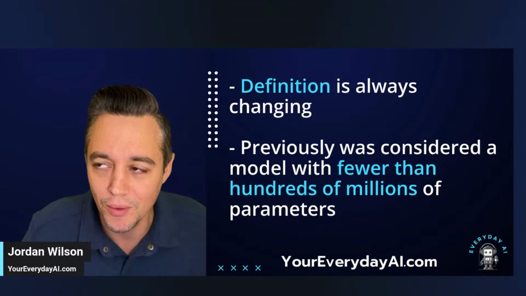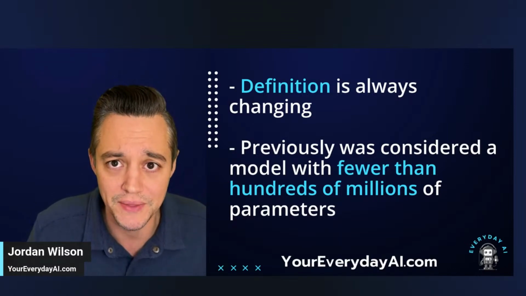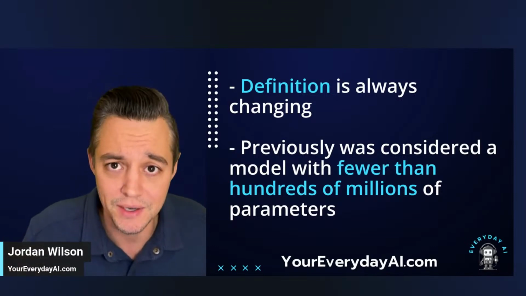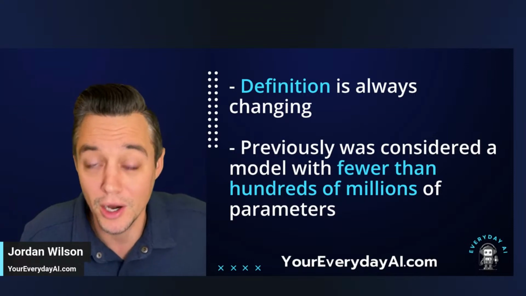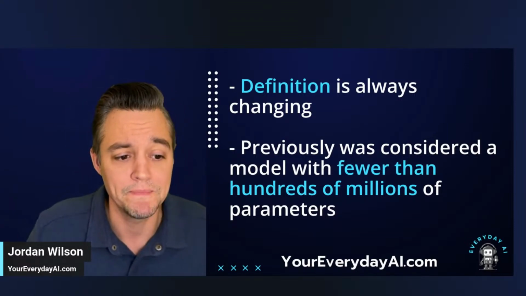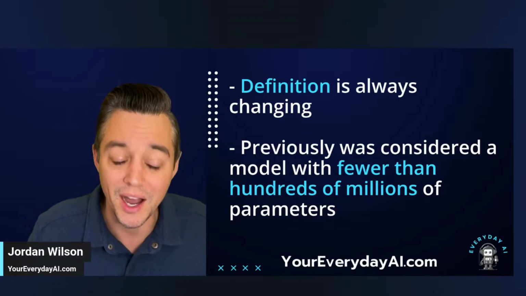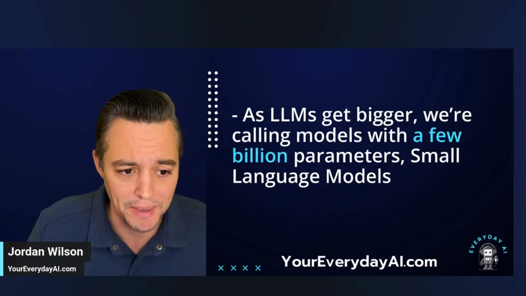All right, the goalposts are always moving in terms of these definitions, and there is no one overarching definition that everyone adheres to. So you could even say, oh, something that we might have considered a large language model 2 years ago, people might be calling it a small model now. So keep that in mind. So previously, a small language model was considered a model with fewer than hundreds of millions of parameters. But now, like I said, that definition is changing a bit.